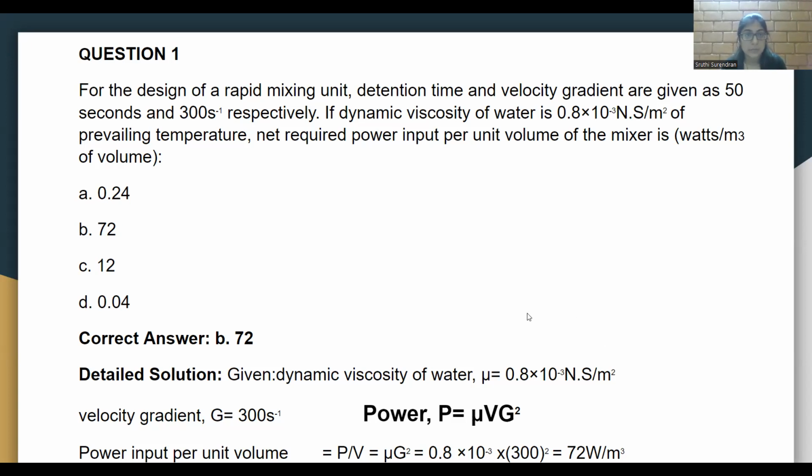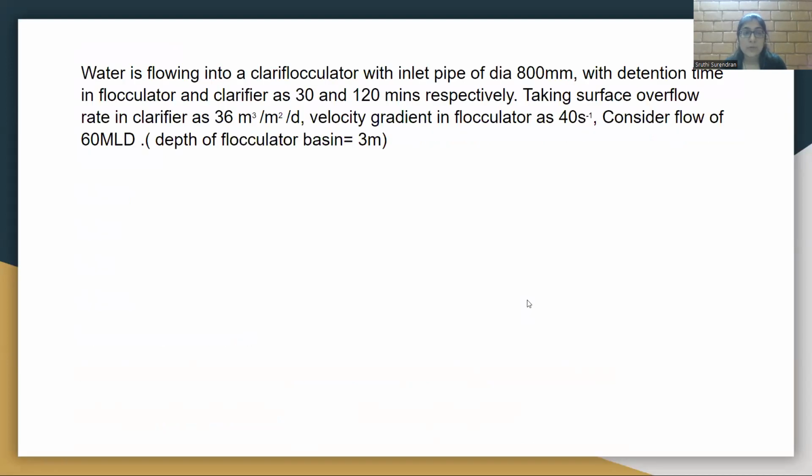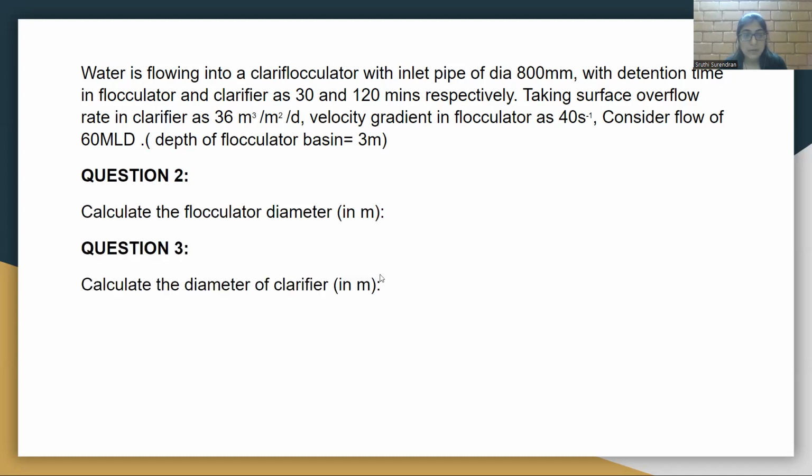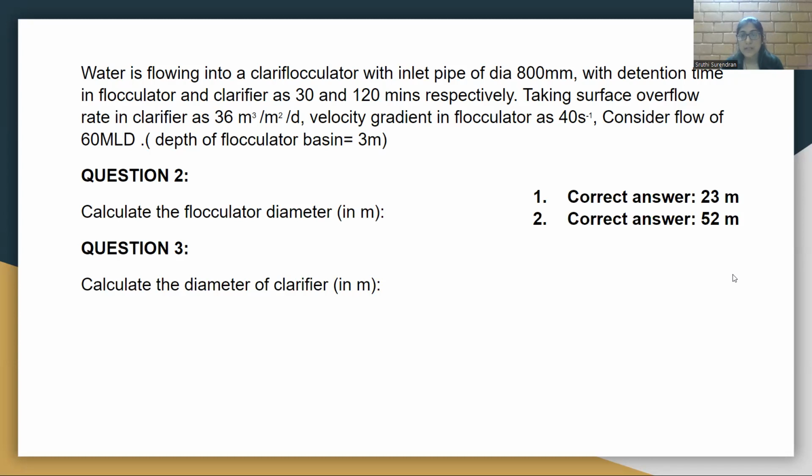Let's move to the second problem. Water is flowing into a clarifier with an inlet pipe diameter of 800 mm. The detention time in the flocculator and clarifier is 30 and 120 minutes. The surface overflow rate is 36 meter cube per meter square per day. The velocity gradient is 40 per second. Consider a flow of 60 million liters per day and the depth of the flocculator basin. The first question is to calculate the flocculator diameter, and the second is to calculate the diameter of the clarifier. These are the answers. You can do the problem and verify the answers.